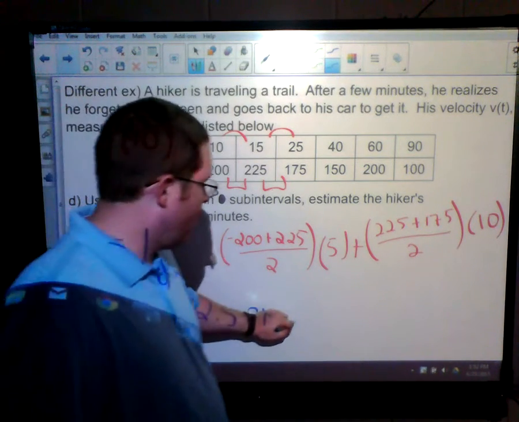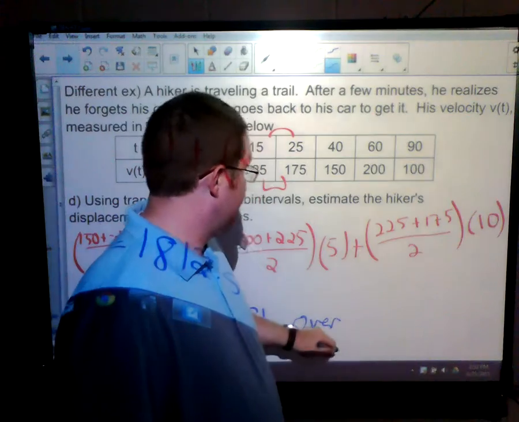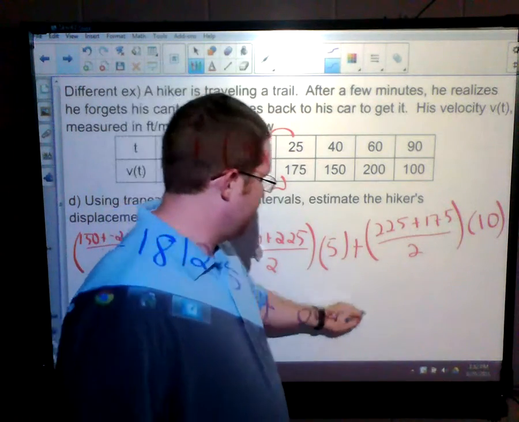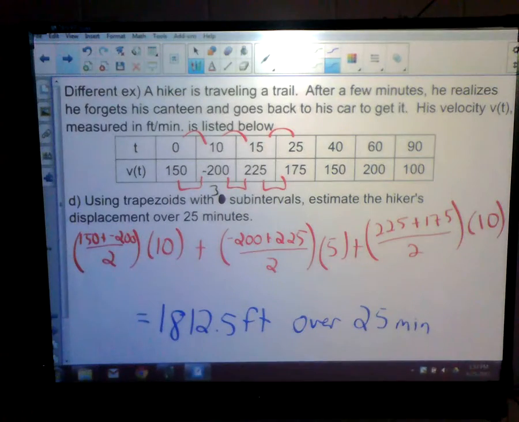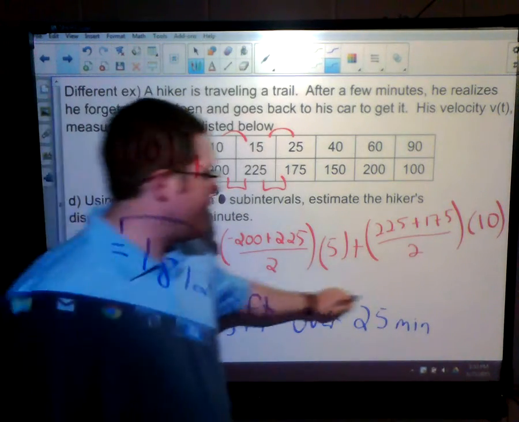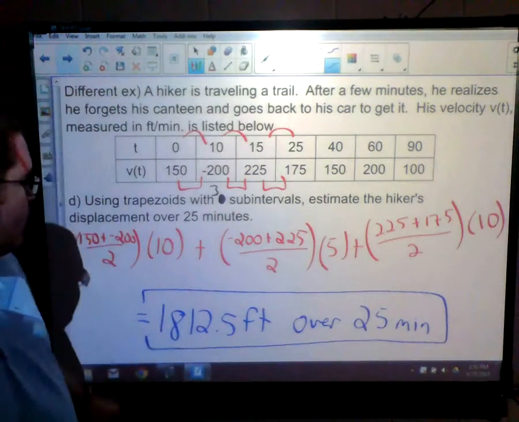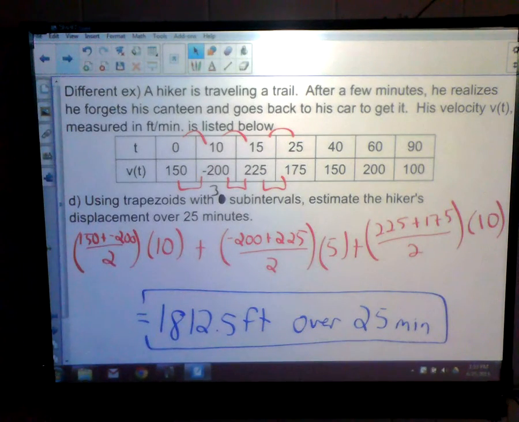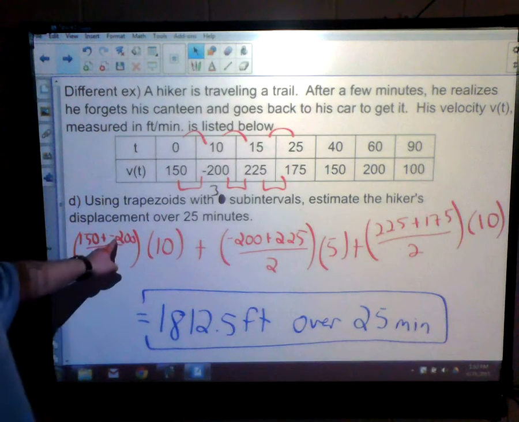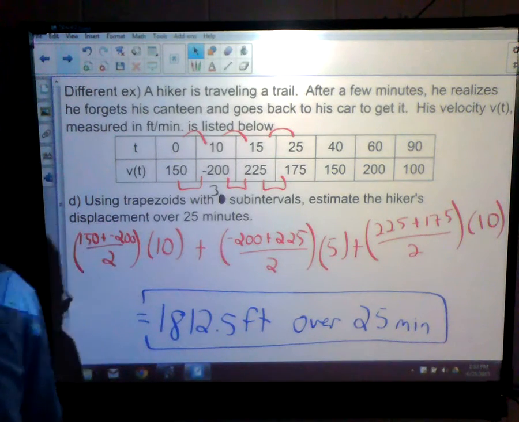Why is that such a much smaller number than what we did earlier? Because that's only over, what, 25 minutes. That's his displacement. That's not how far he traveled. That's how far he is from where he started. Okay? That wasn't a problem where I wanted total distance. If I wanted total distance, I would have made that and that positive.